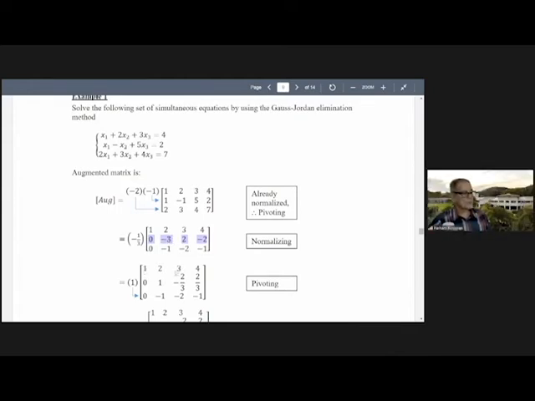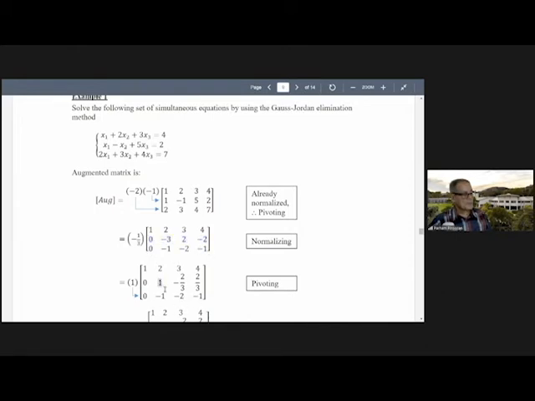Okay, so we don't touch anything in the first row: 1, 2, 3, 4. This row is multiplied by -1/3. So -1/3 times 0 is 0. -1/3 times this one is 1. -1/3 times 2 is -2/3. -1/3 times -2 is 2/3. And we leave the third row as it was: 0, -1, -2, and -1. We are not doing anything to this.